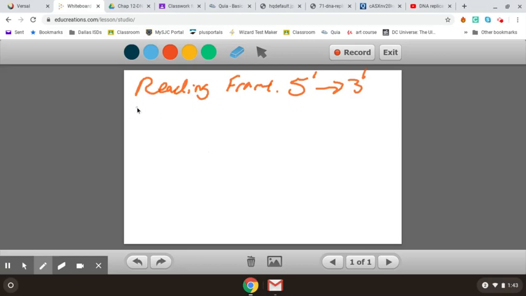When you open a book and you read a sentence, you read that sentence from left to right. That is your reading frame, left to right. You're reading these words, reading frame 5' to 3', from left to right. You are not reading this from right to left. You are not saying 3' to 5' frame reading. You're saying reading frame 5' to 3'. That's what you're reading. So you're left to right.